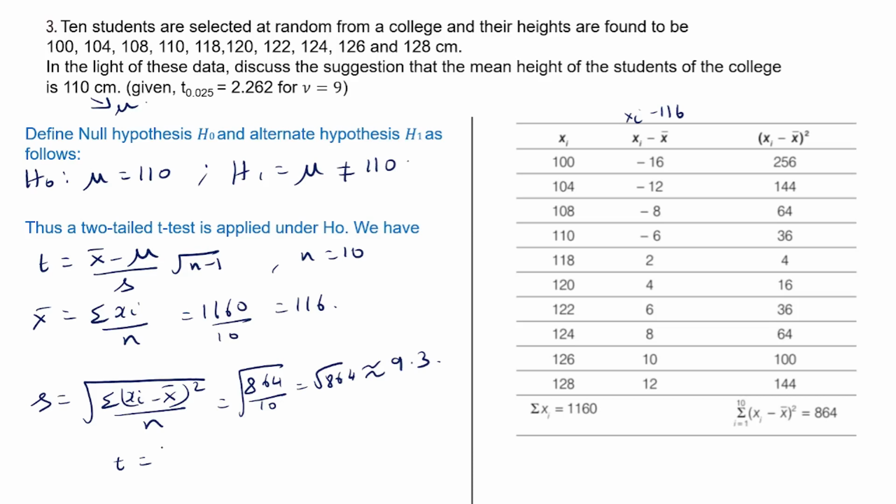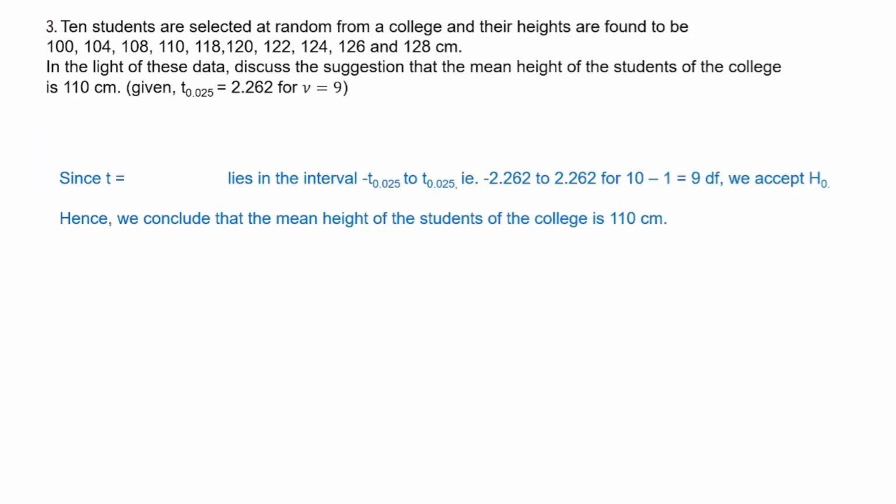t is equal to x bar, which is 116, minus mu, which is 110, upon s, which is 9.3, into root of 10 minus 1, which is 9. So this is 6 into 3 upon 9.3. When we simplify, we get it as 1.93. So we get the value of t as 1.93.